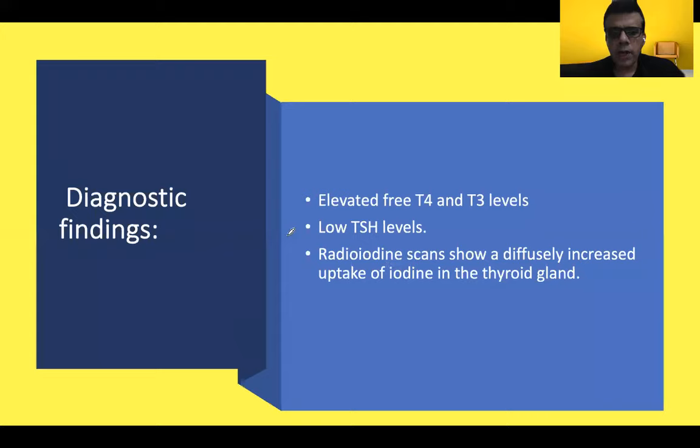The diagnostic findings include elevated free T4 and T3 as we discussed due to the action of thyroid stimulating immunoglobulin. It acts on TSH receptor to form more T3 and T4. So there are elevated free T3 and T4 found in the sera of the patient. And that leads to feedback inhibition and low TSH levels. Radioiodine scan shows a diffusely enlarged uptake of iodine in the thyroid gland.